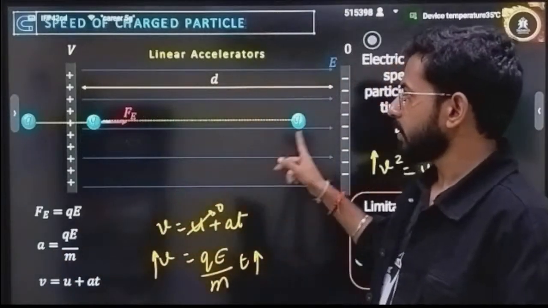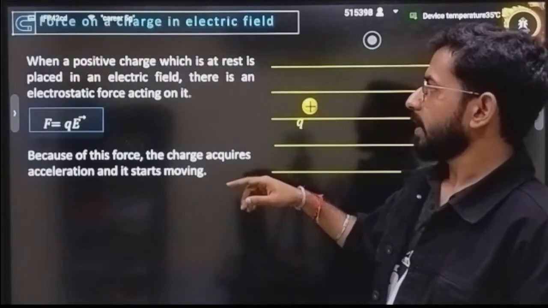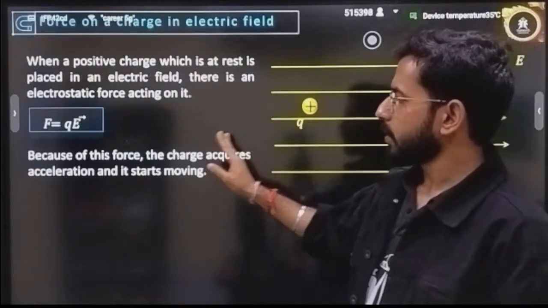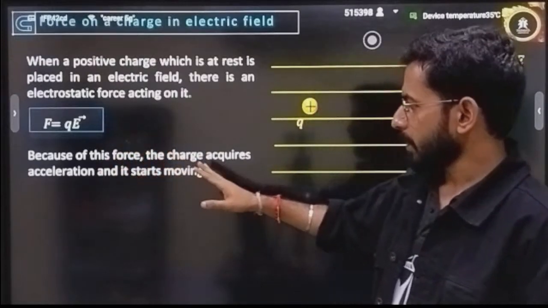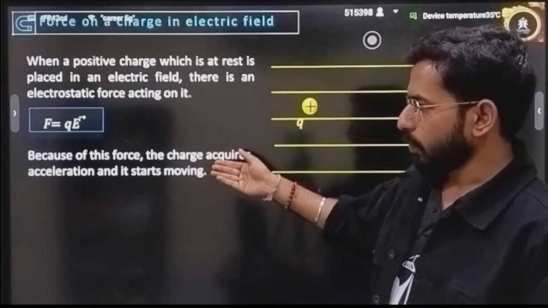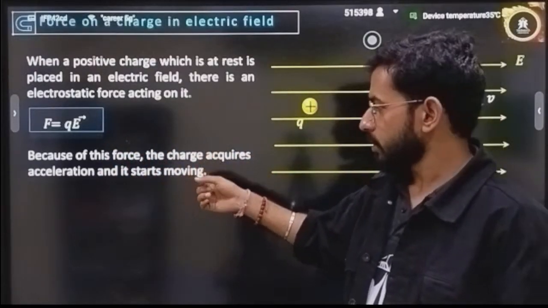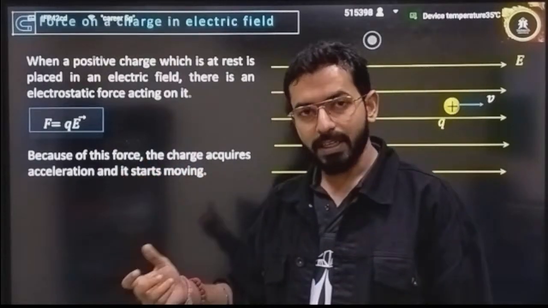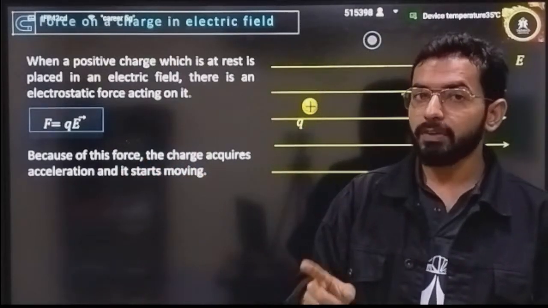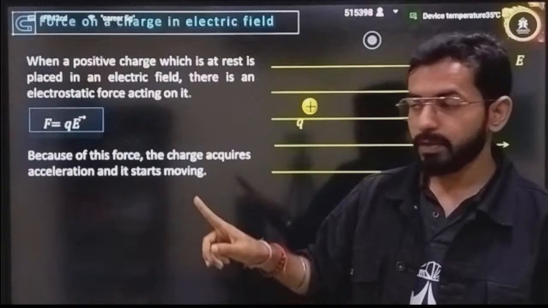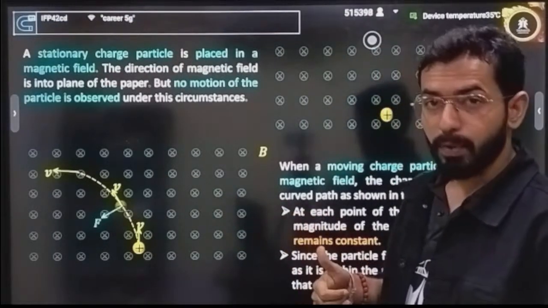Here there is no magnetic field introduced. So what is the force on the charge in an electric field? I have already told you that it is equal to qE. Due to this electrostatic force, it will acquire some acceleration and start moving. But as I told you, a magnetic force will not change the velocity. Again and again I am repeating, this is a very important line.